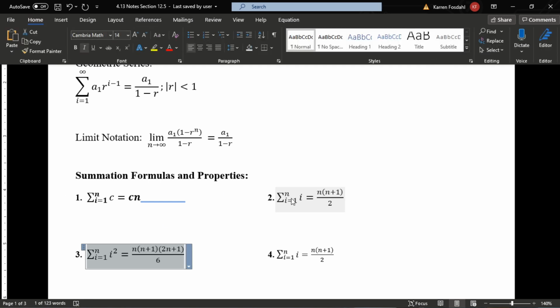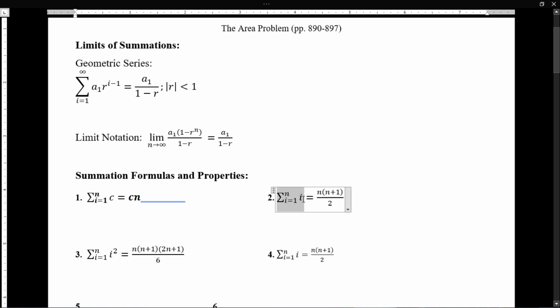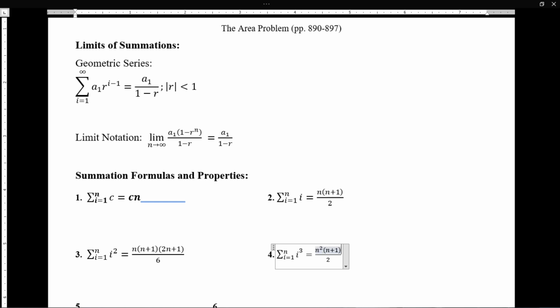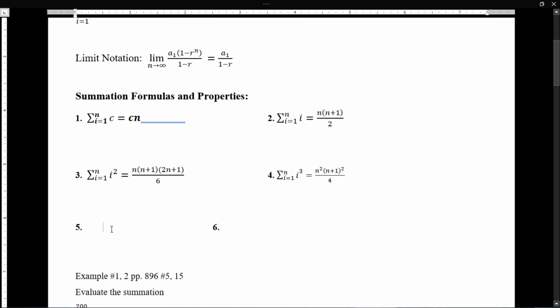So if we have the sum of i from 1 to n, you just replace it with n times n plus 1 over 2. If i is squared, then you replace it with this formula over here. If i is cubed, then instead we have n squared times n plus 1 squared over 4. Now, is there a reason behind this? Yes. In fact, you can deduce it through doing the math. But again, guys, these are kind of our foundations.